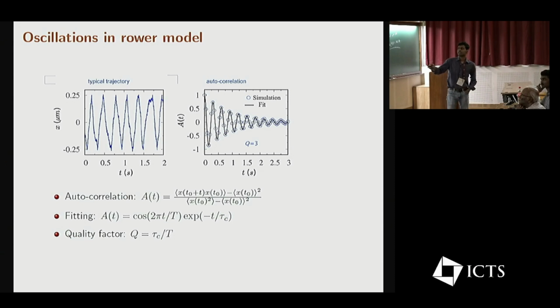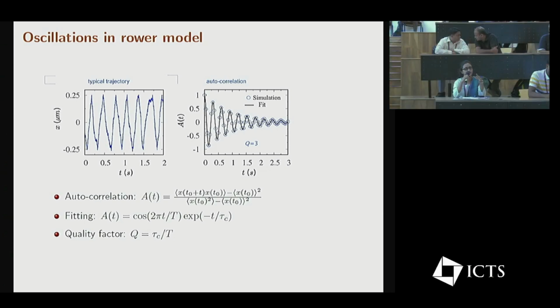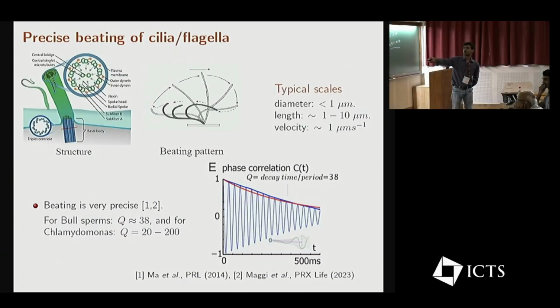This is the autocorrelation function. This is the oscillation. The autocorrelation function is decreasing, but the oscillation stays between plus A and minus A all the time. Maybe we can talk later. At the beginning you showed a slide, right? Is that also an autocorrelation function? Some phase correlation. Okay, that is fine.